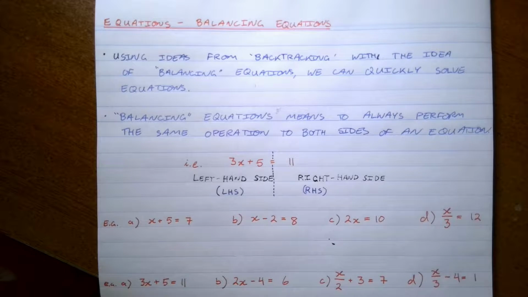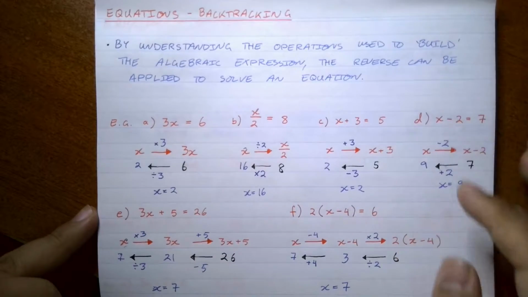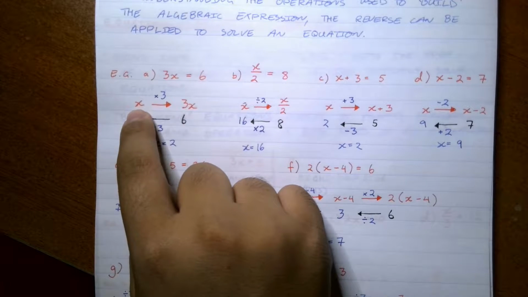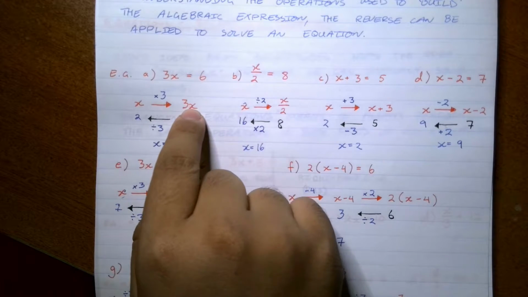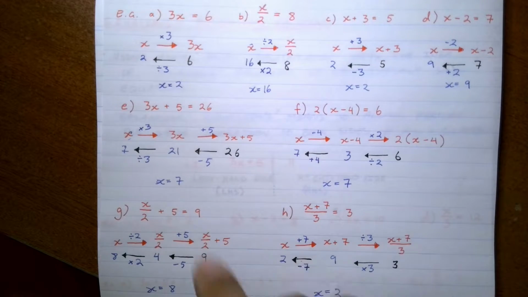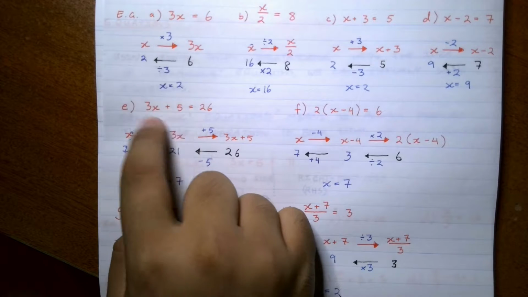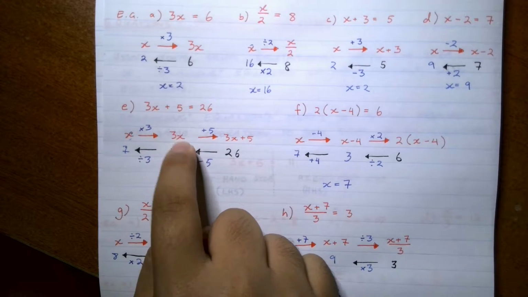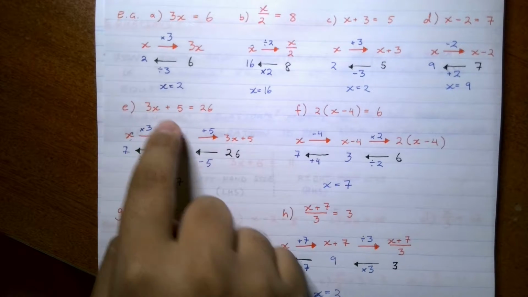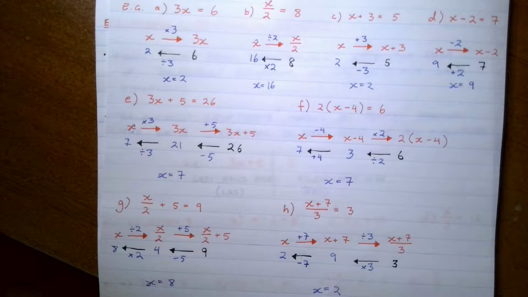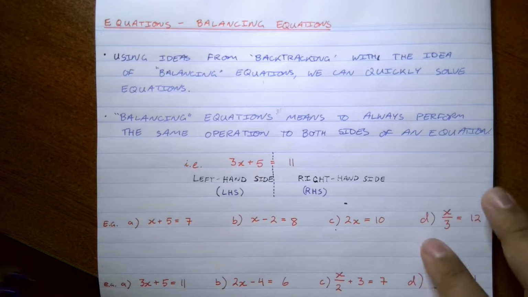In the previous videos that I had, we looked at backtracking. This meant we first had to understand how an equation got to where it is, and how the expression got to where it is, like so. X times 3 became 3x, 3x plus 5 became 3x plus 5. Then from this, we reversed the operation to get to our solution.